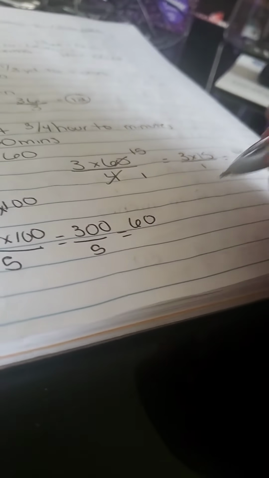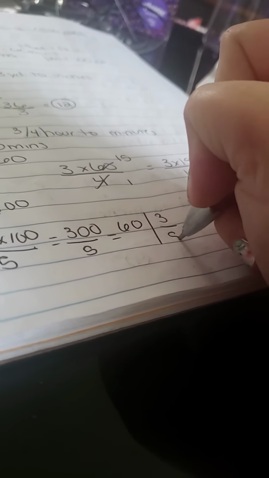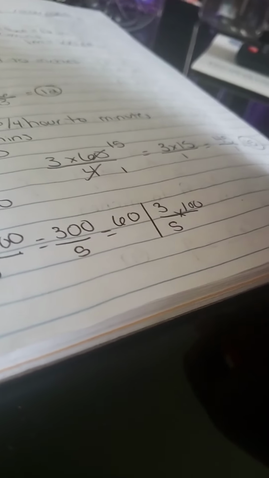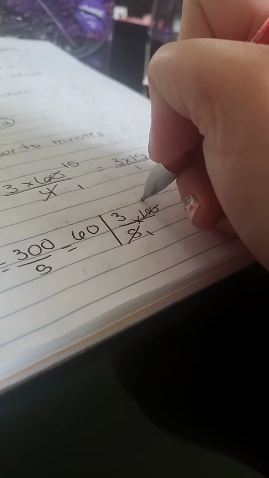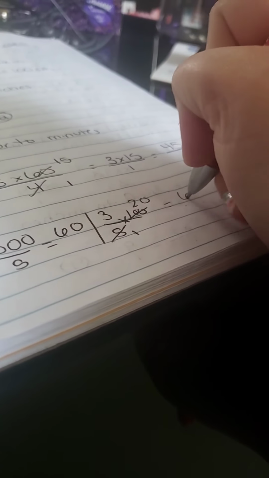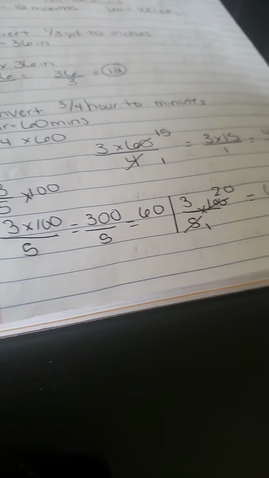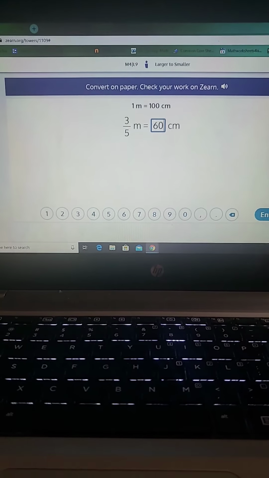Or you can do it 3 times 100, and then you can cross off. You can do 5 can go into 5 once, 5 can go into 100 20 times, and that'd be 60 over 1, which also equals 60. Either way, you get it. Doesn't matter which way you solve, as long as you just get the answer, guys, okay? Whatever way speaks to you.